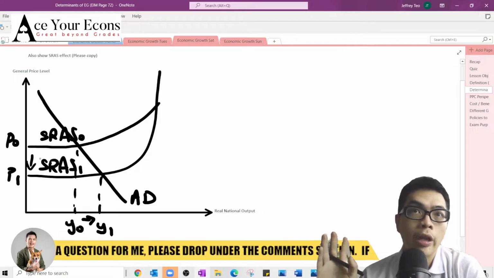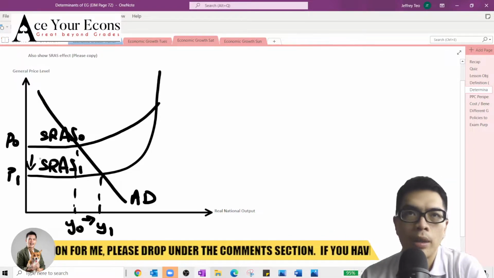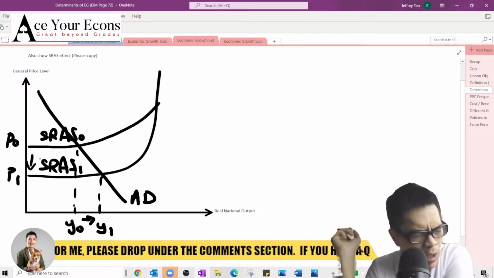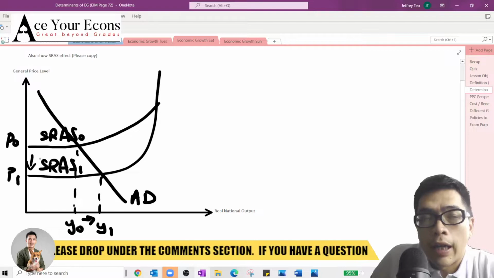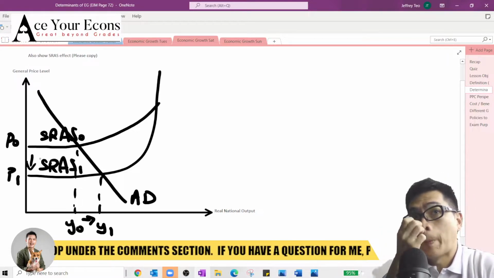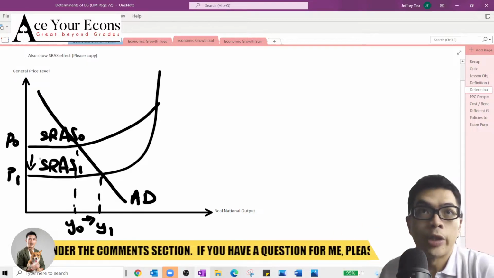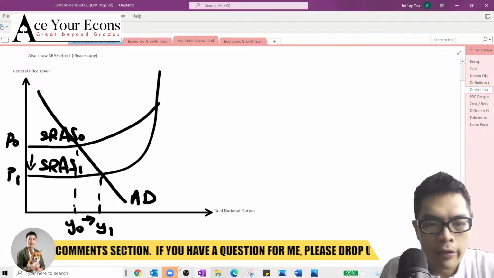When you're looking out for sources of actual growth, you cannot be looking one-sided for AD factors, because there are AS factors that could lead to actual growth. Later on, I'll distinguish between actual and potential. You can jot this down first.